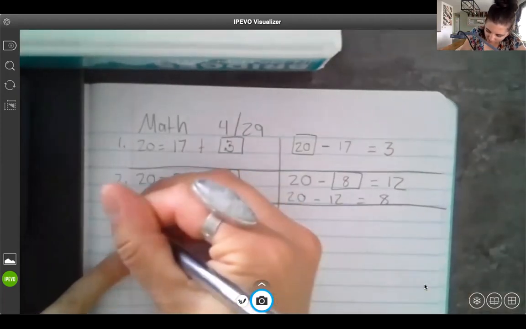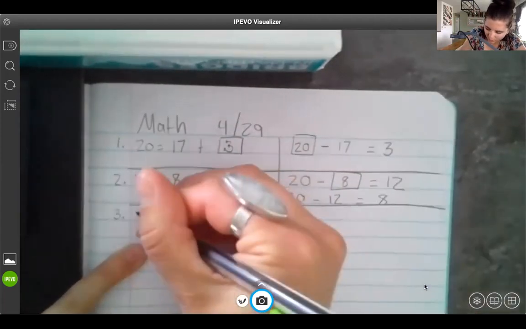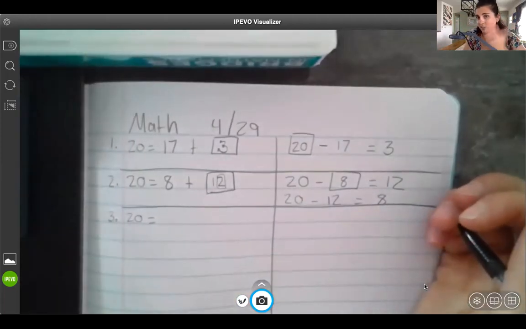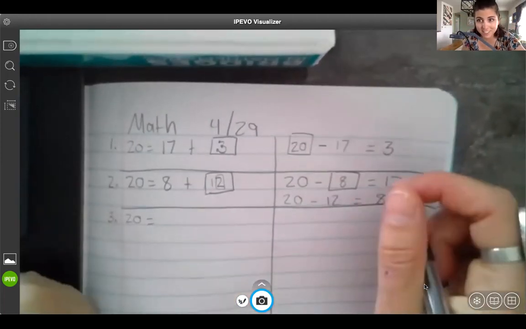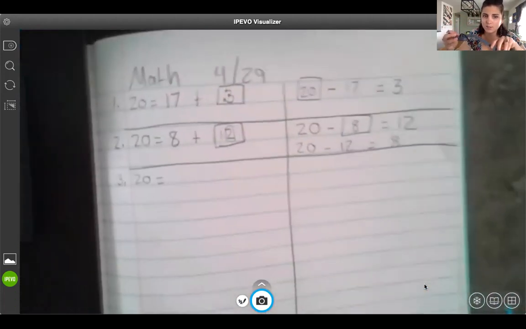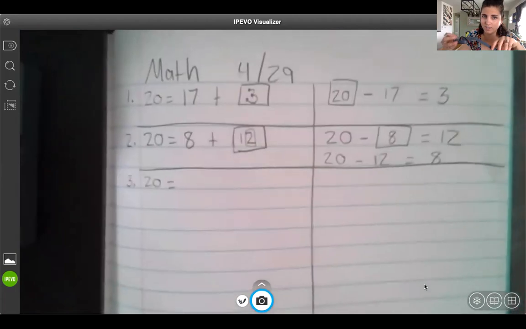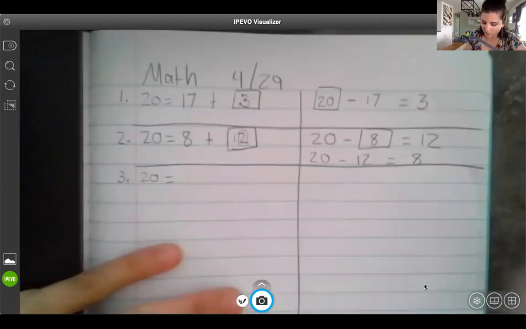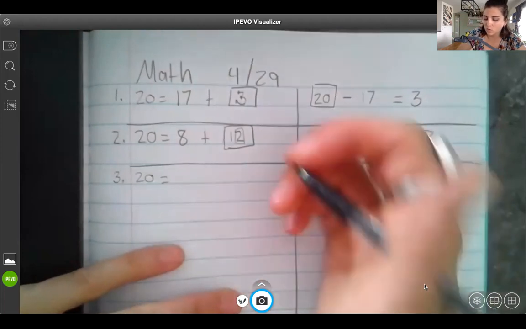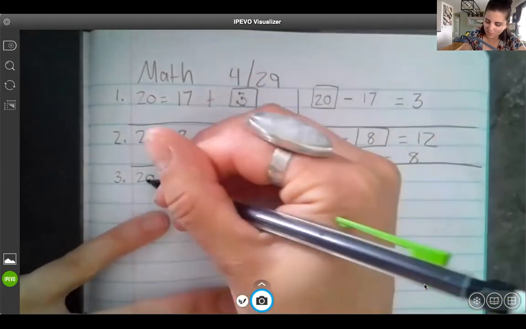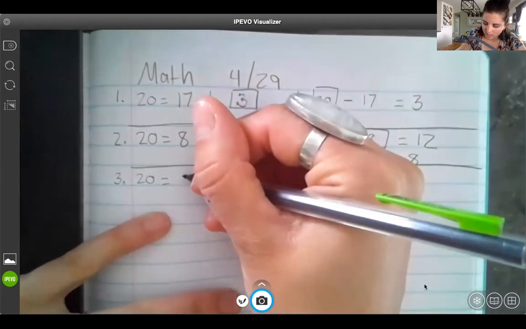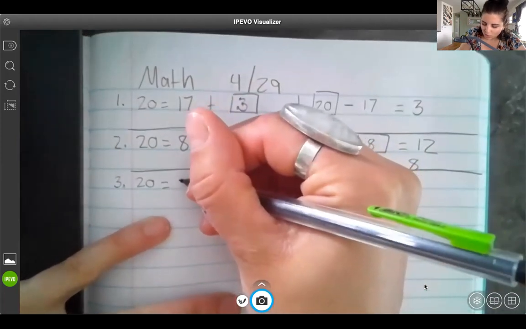So let's go to number 3. Let's try a different one. I can't hear you guys right now, and all of you probably have different combinations that you want to use. But let's do the next one together, and then I'll have you guys try some on your own. So 20 equals, let's pick a number less than 20. Let's do 13.